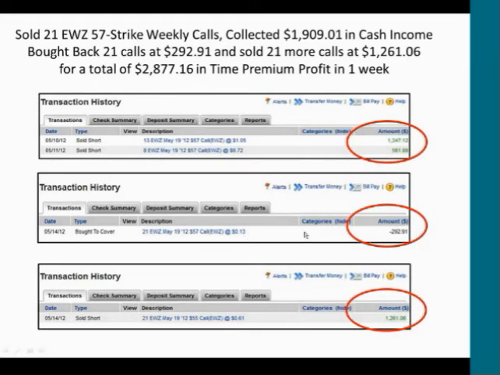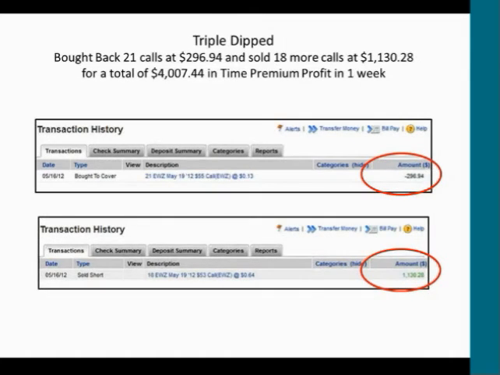So I made a profit on that. Then I went ahead and sold another 21 calls, and I collected another $1,261 in premium. So if the index declines in price over the course of the week, you close out your short option and then write another option, and you can collect several of these premiums inside of a 7-day period.